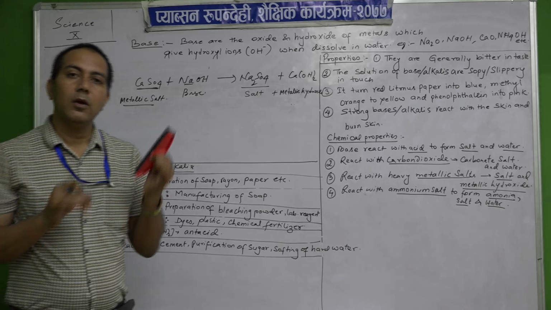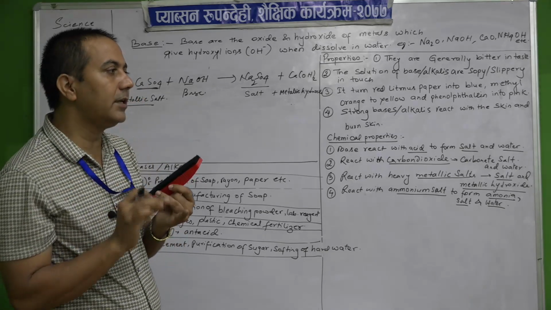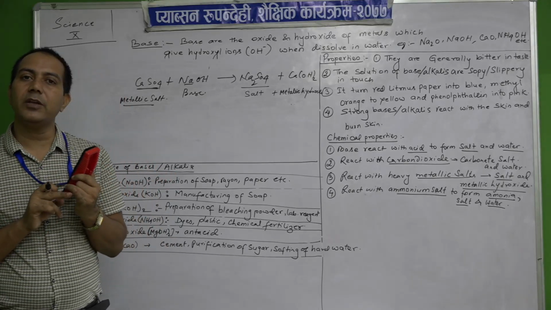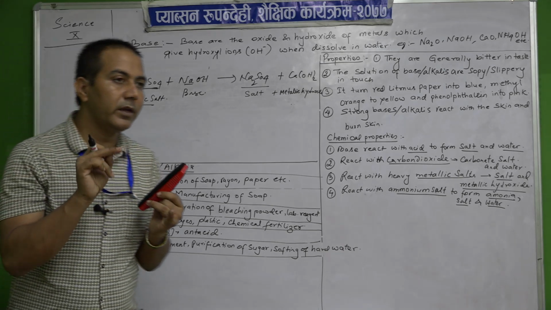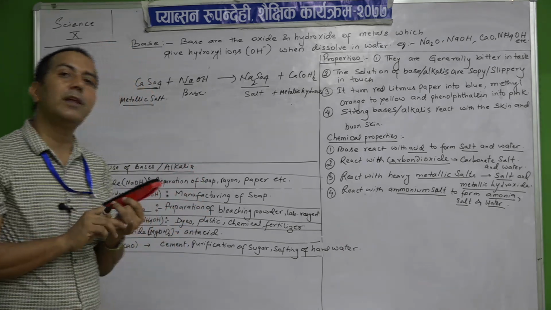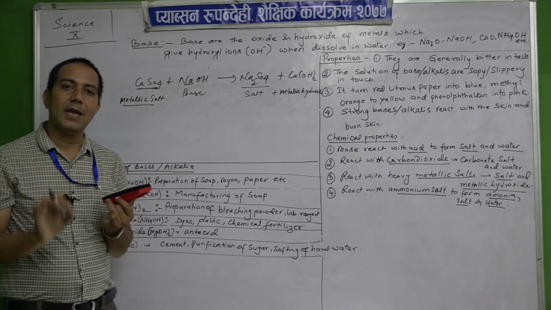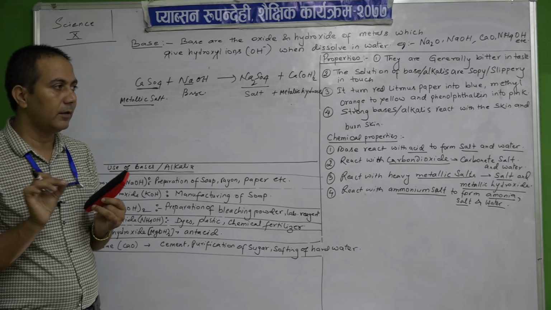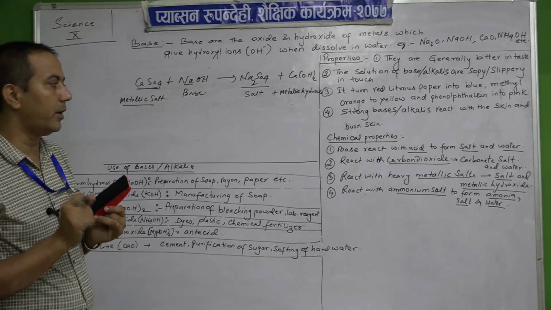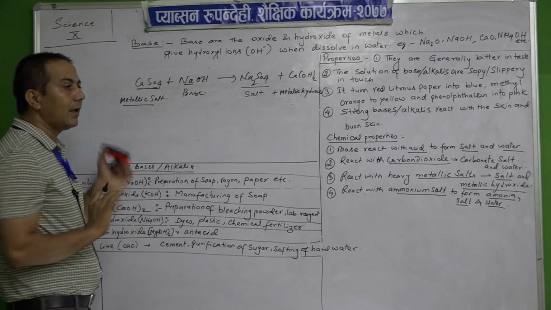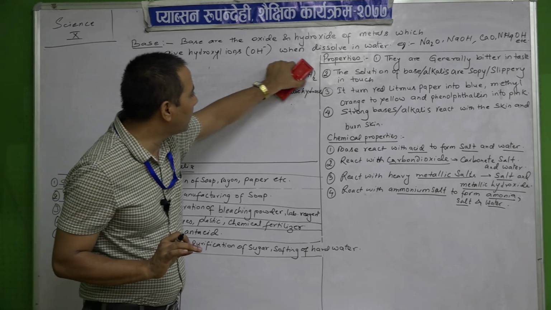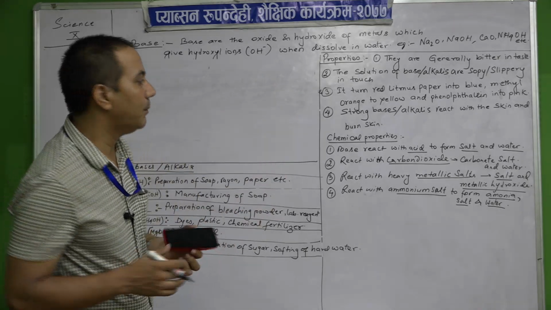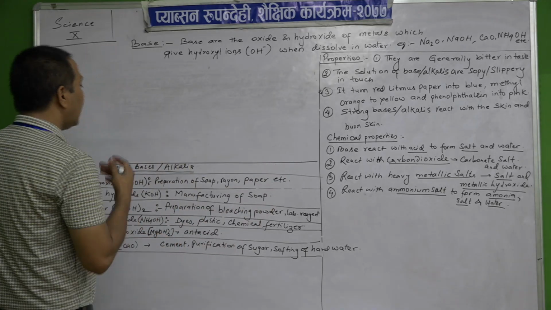The first one: when a base reacts with an acid, it produces salt and water. The next one: when a base reacts with carbon dioxide, it produces carbonate. Then the next one: when a base reacts with a metallic salt, it produces metallic hydroxides. Now comes another one.